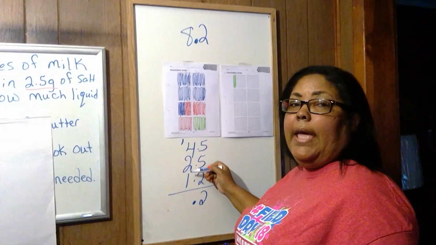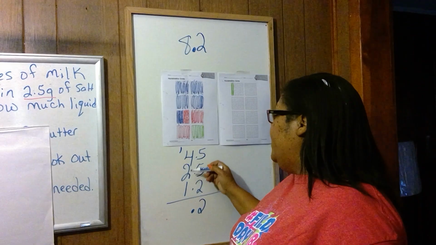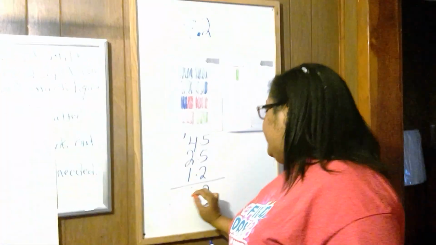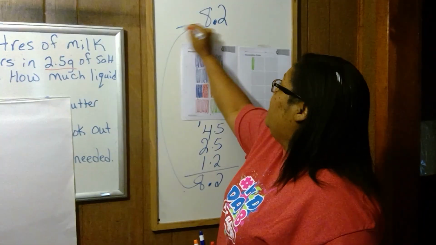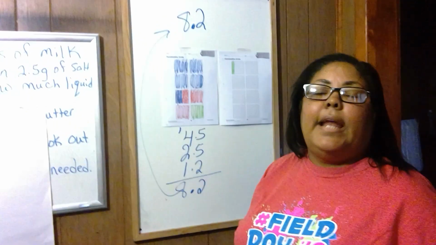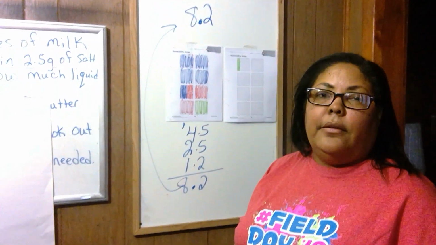4 plus 2 is 6. 6 plus 1 is 7. 7 plus 1 is 8. As we can see here, our sum matches. So therefore, it tells me that our answer is correct. Or should I say again, our sum is correct.